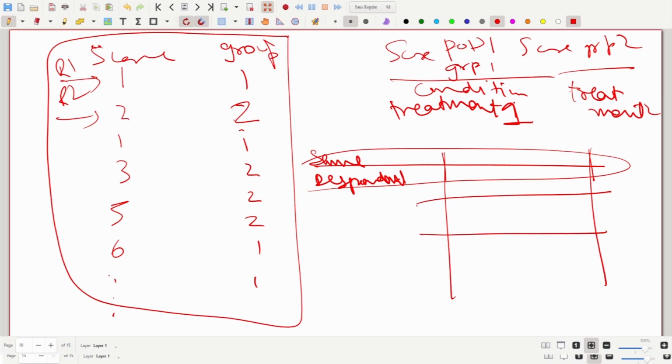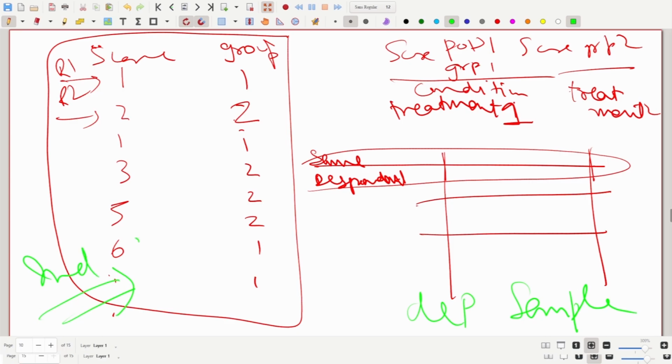2 responses, or 2 calculations. So, this is a dependent sample, because the samples are linked, both samples are linked, and this is an independent sample. We will see a demonstration of this right now.